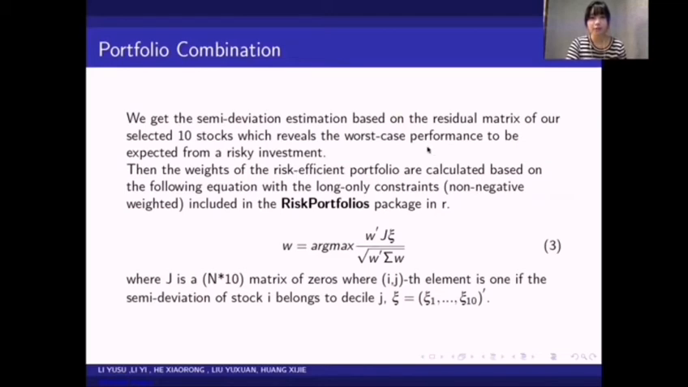In order to get the weight of each of the 10 stocks, we use the risk portfolio package in R. We input our covariance matrix estimation, the mean of predicted log return, and the semi-deviation estimation of those 10 stocks into the function optimal portfolio to compute the weights of the risk-efficient portfolio. The equation of the function is shown here. Now, I'll pass to Li to show the result of our portfolio combination.